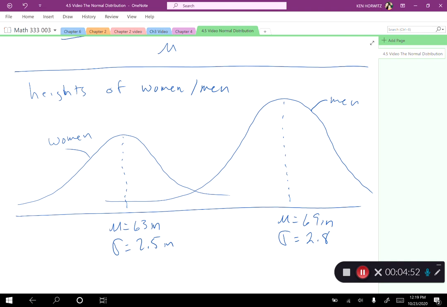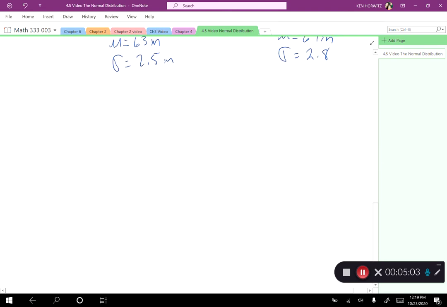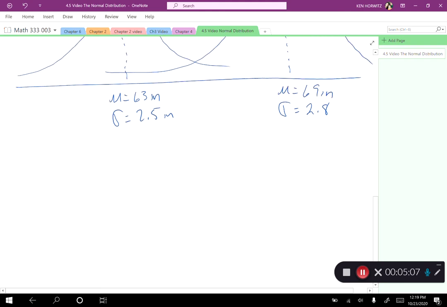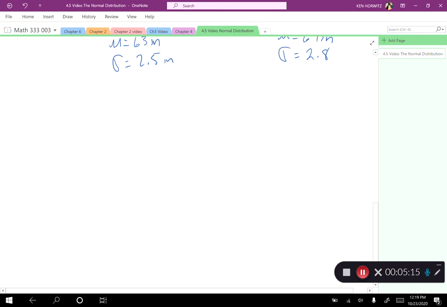All right, so this makes it a little tough at times to compare two different normal distributions. Which is better? Is the mu of 63 better? Is a mu of 69 better? So we have to convert our normal distributions into a standard. All right, and we call that the standard normal distribution.